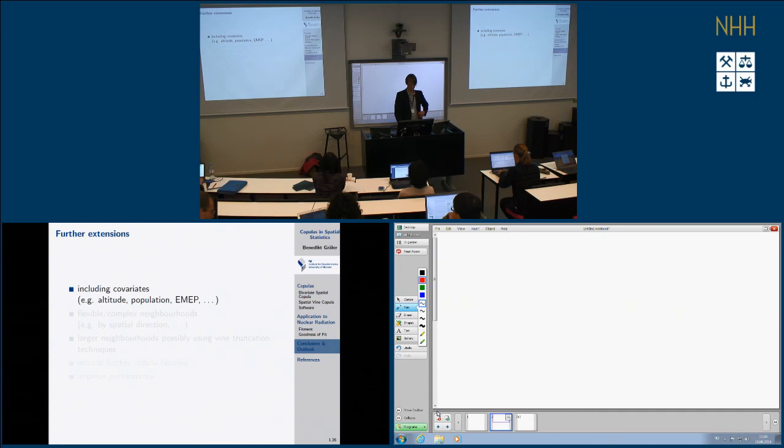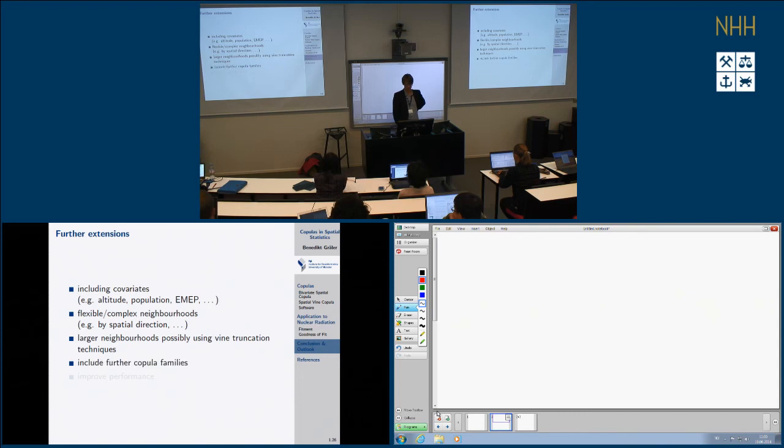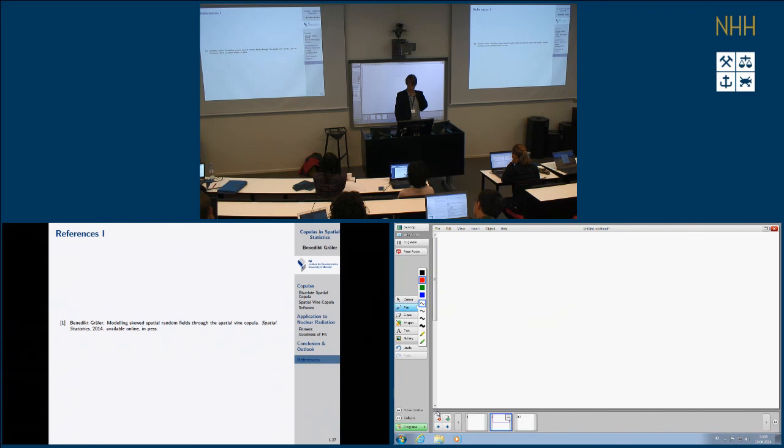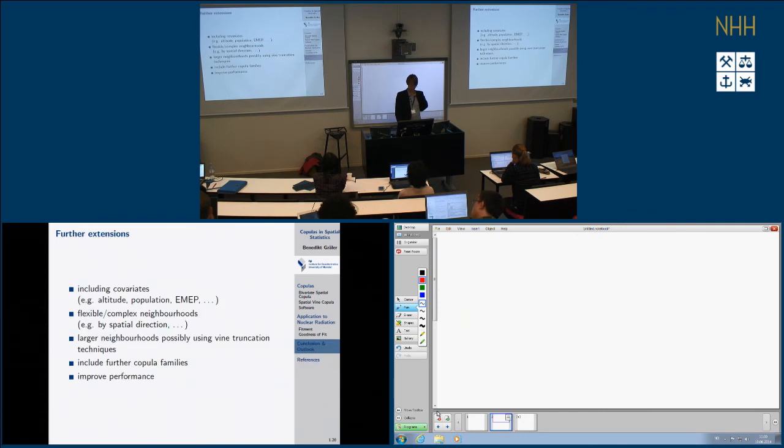There's, of course, always space for further extensions, including covariates like altitude and population, and more flexible neighborhoods. This has already been done, I think. Larger neighborhoods: you don't have to run up this tree completely. So if you have 100 dimensions, you don't run up 100 trees. You can cut the tree at a certain point and do something different with the remaining ones. But improvement of performance is one of the key issues. The reference seems to be broken, but there's at least one. That's about copulas in spatial statistics. The extension to time has been done and is also in the spCopula package.